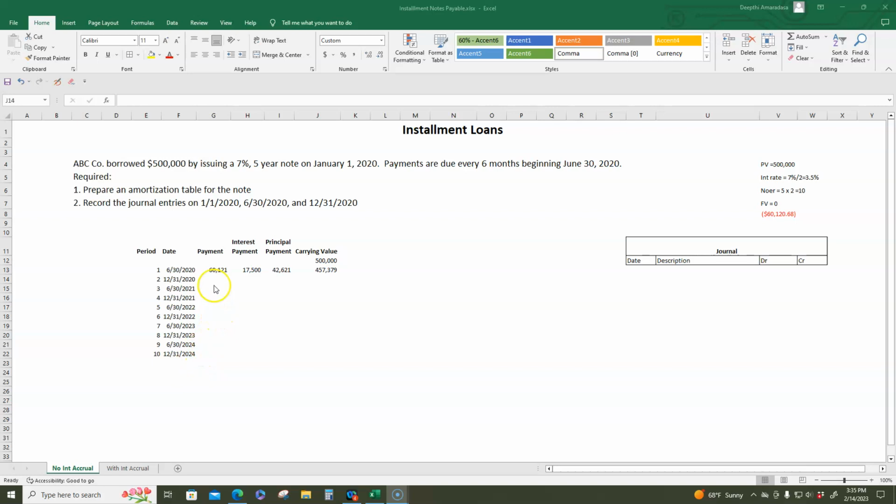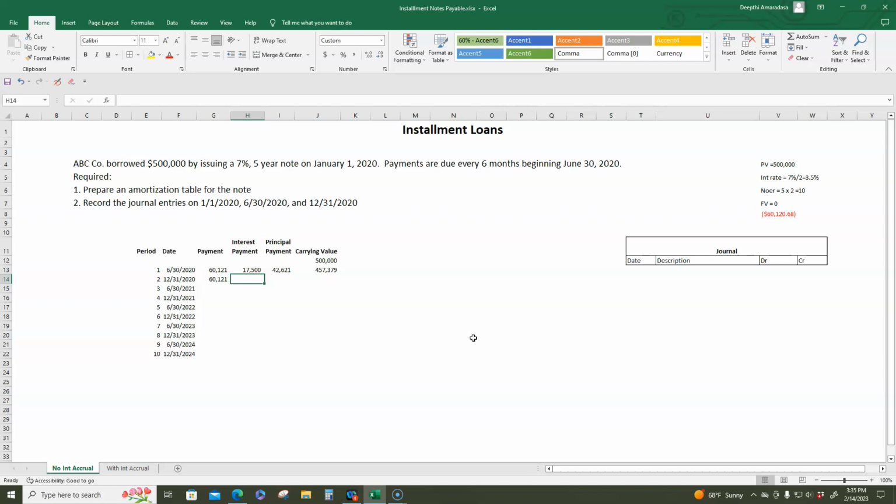Let's look at the second payment. The second payment, is that going to change? No, it's still going to be the same amount. So I'm just going to use that same number as the payment, 60,121, and that's basically rounded up, right? But my amount of interest is going to change because my principal is no longer 500,000. That has changed.